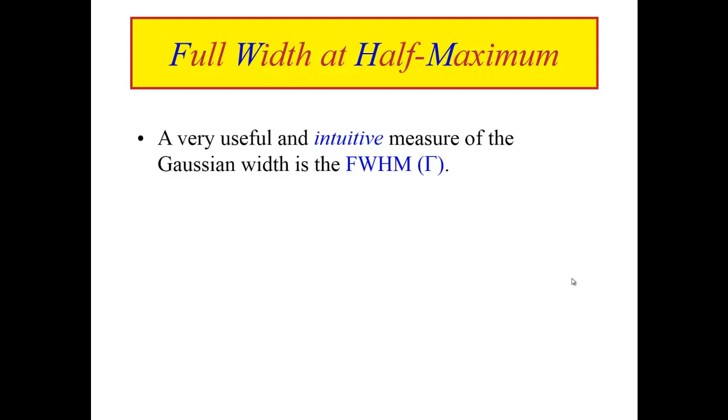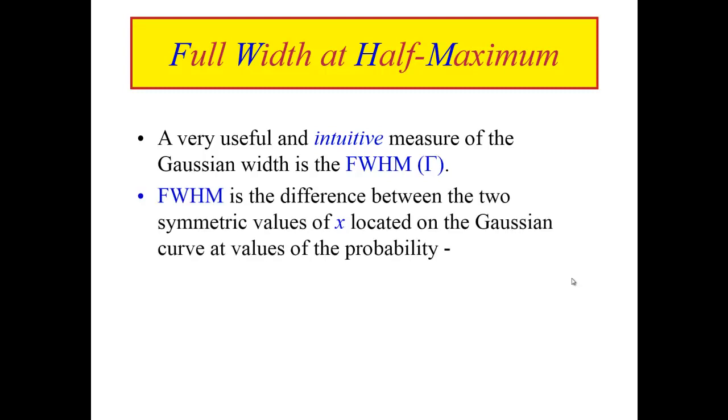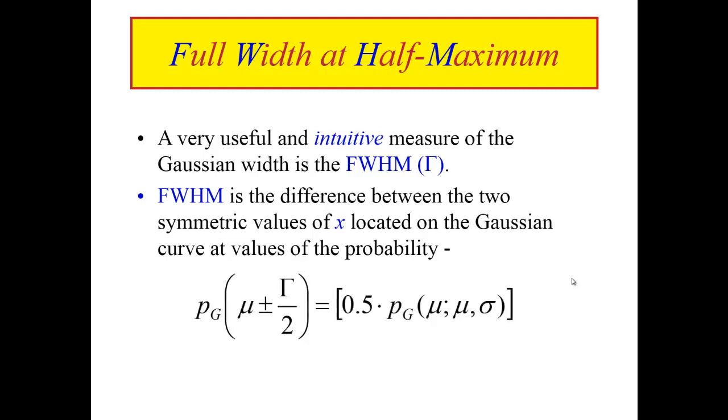There's one other relevant parameter that we use to characterize the width of a probability distribution, and that's called the full width at half the maximum value. The capital letter gamma is used for that. It's pretty intuitive. We'll show it on a graph on the next slide, but basically it's the difference between two symmetrical values around the peak of the Gaussian function at which the probability is half of the maximum probability. So here, P_G evaluated at x equals mu is the peak value of the distribution.